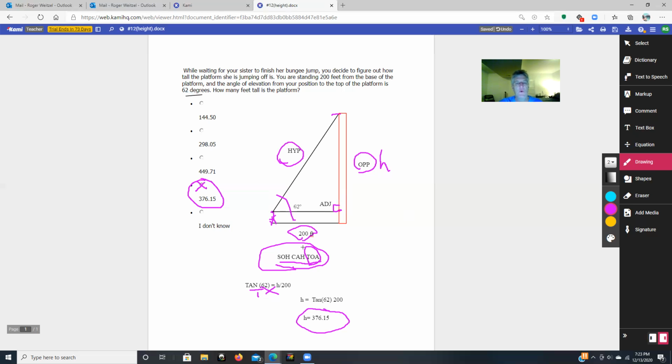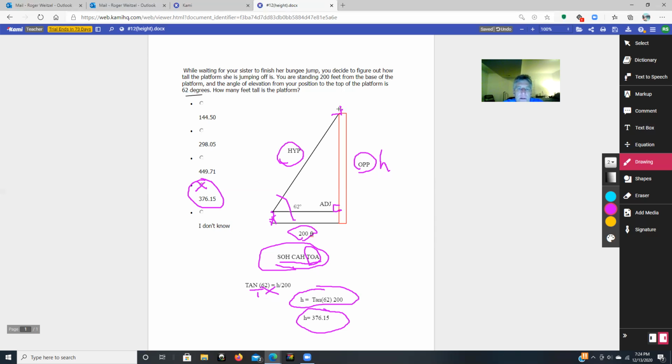We identified which one combined the two sides that we wanted to deal with. This is the one we're looking for. This is the one we know. So we know we're going to use tangent. So we said tangent of 62 is equal to h over 200. That gave us this expression. So h is equal to 376.15.